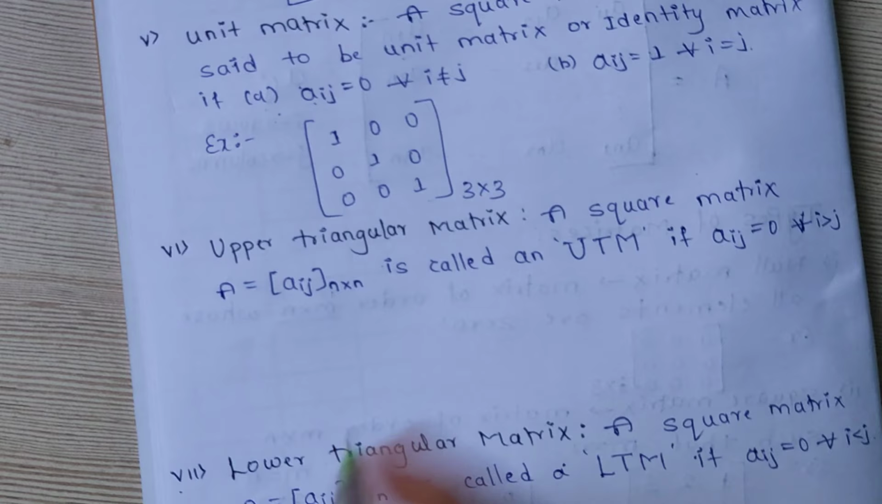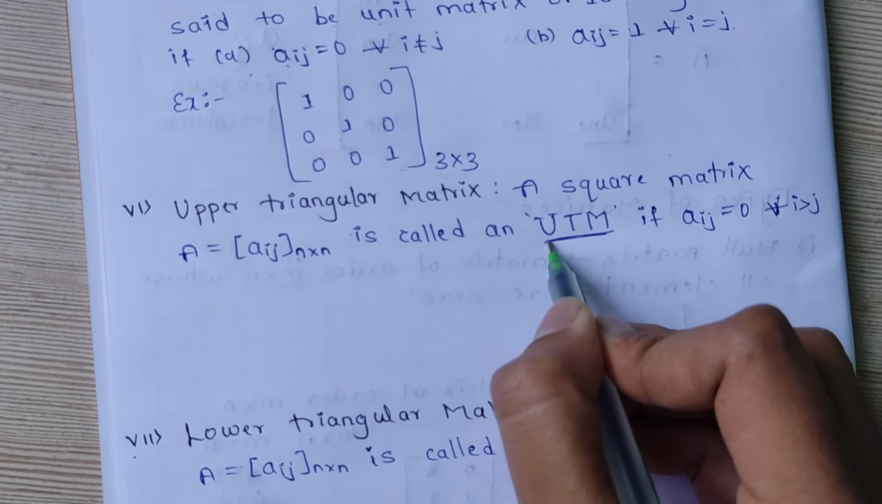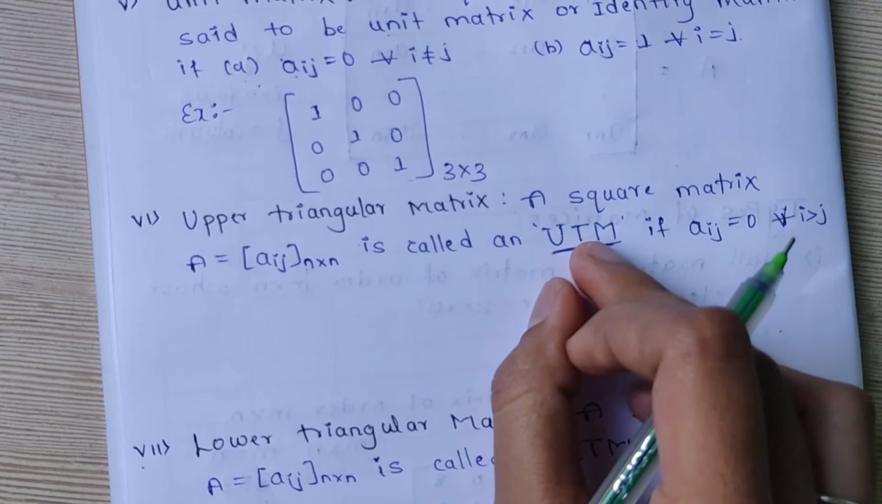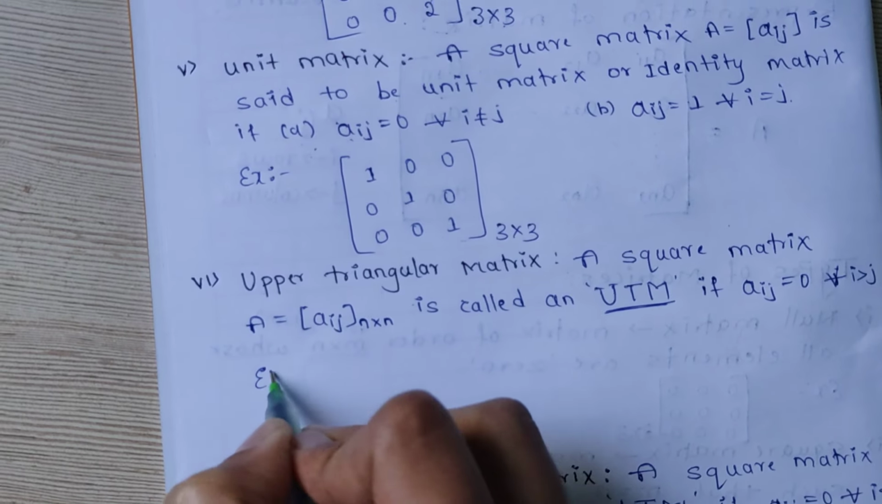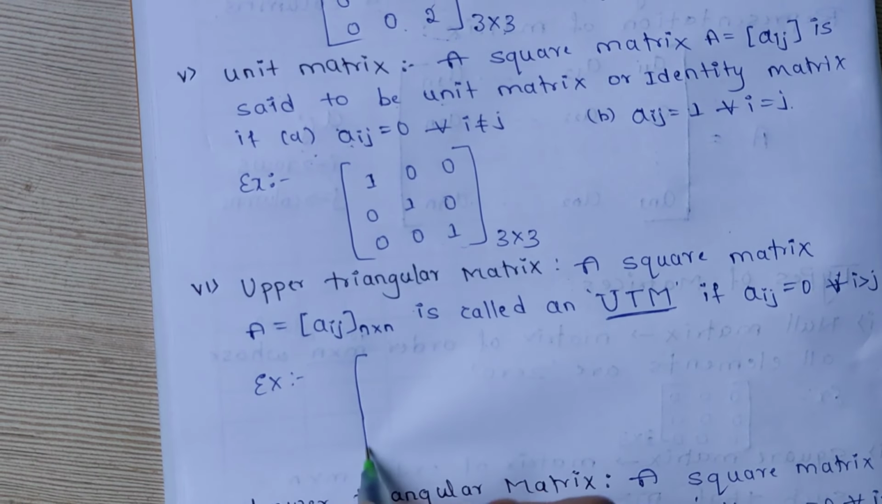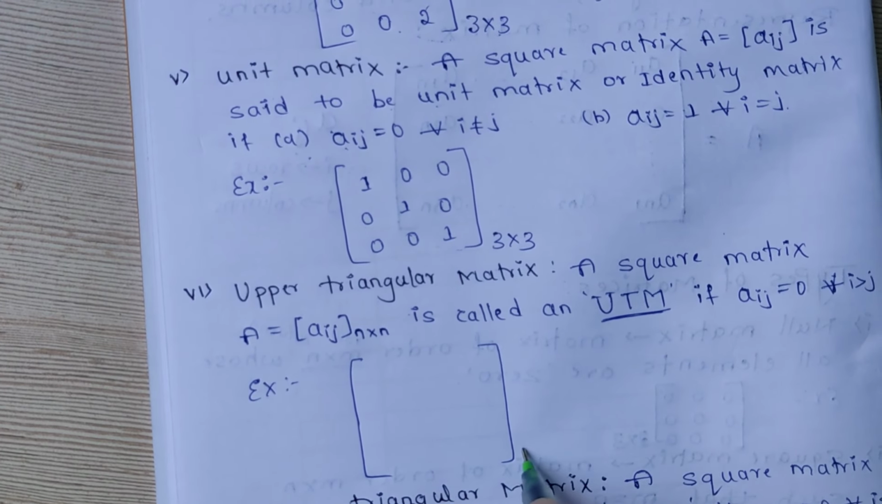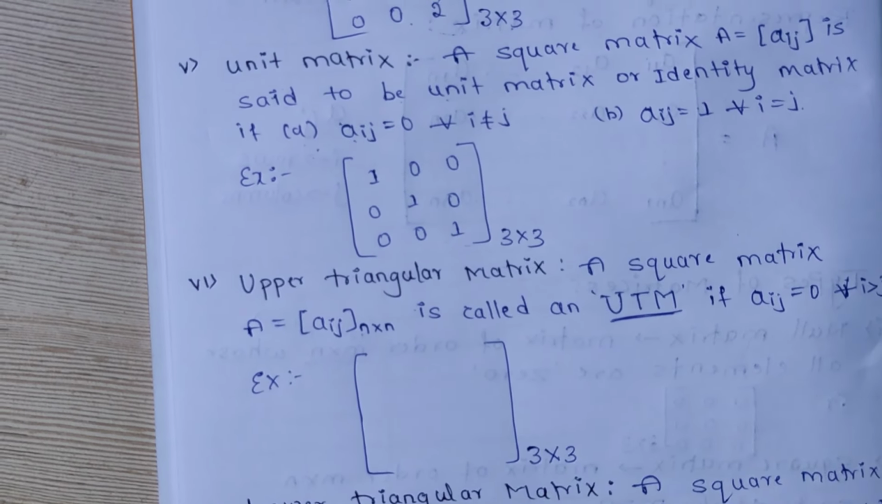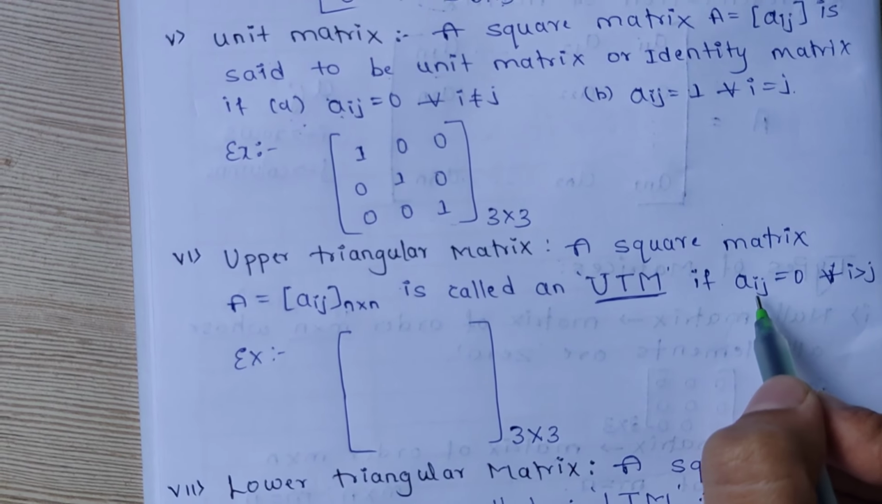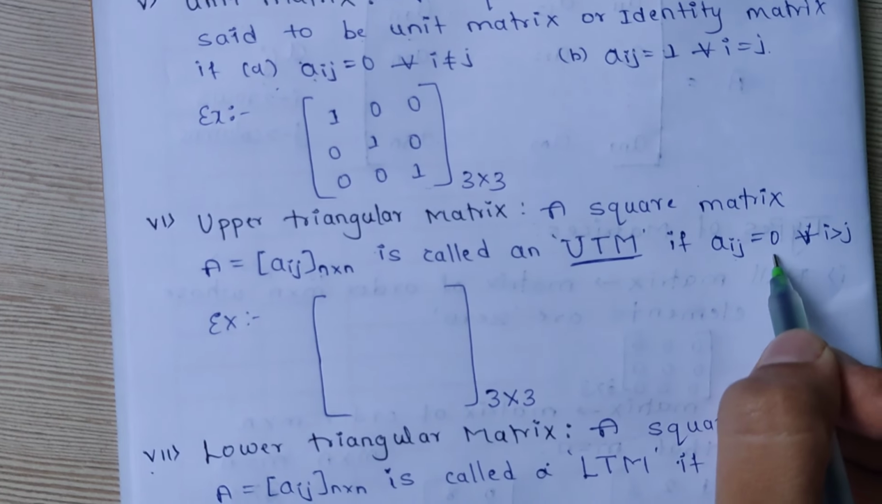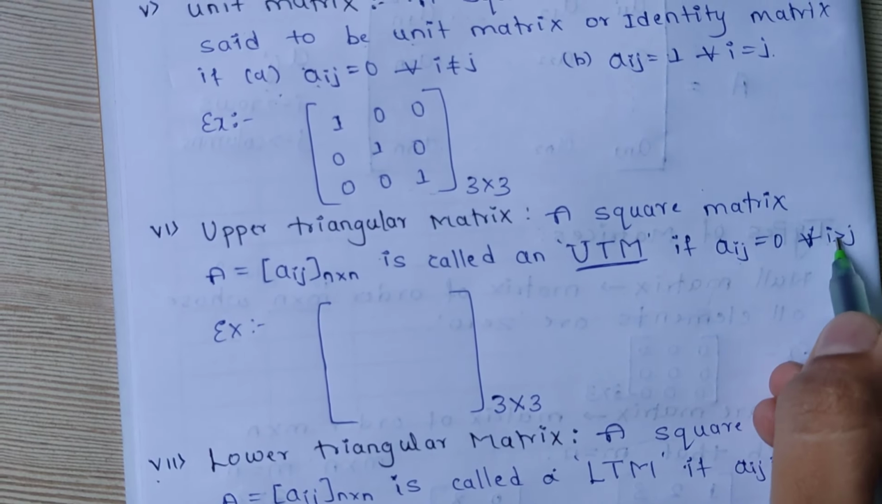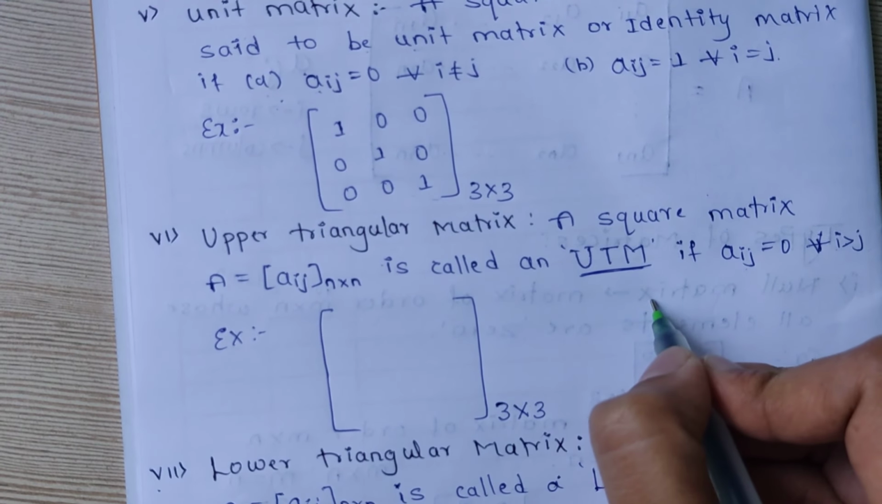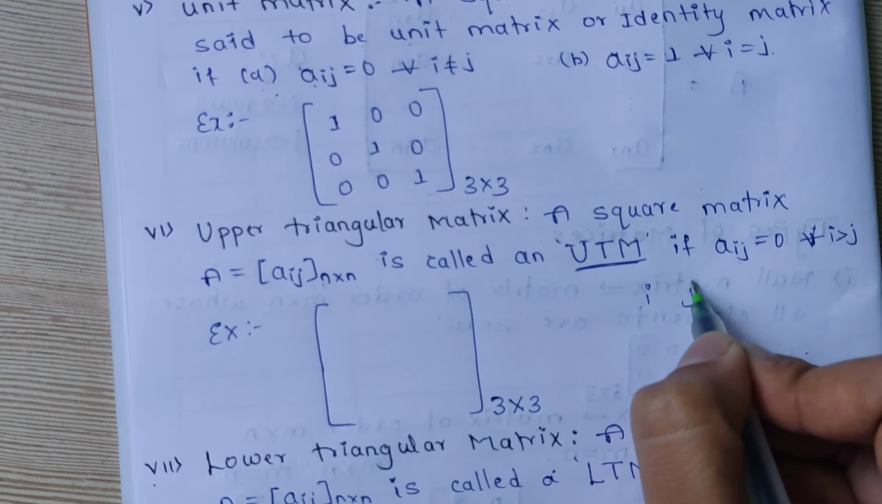So we'll take an example. This is not a standard notation, it is for my convenience I have taken this. So by example we can understand easily. So let us take the matrix of order 3 cross 3. What they have said, Aij equals 0 for all i greater than j. i means row, j means column.